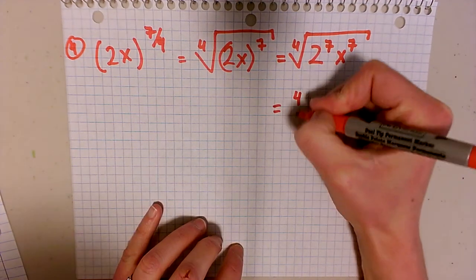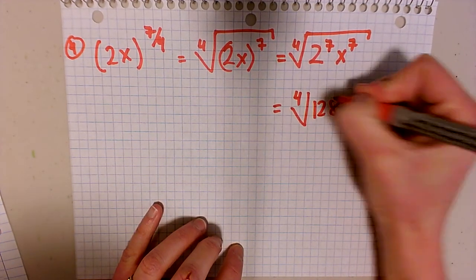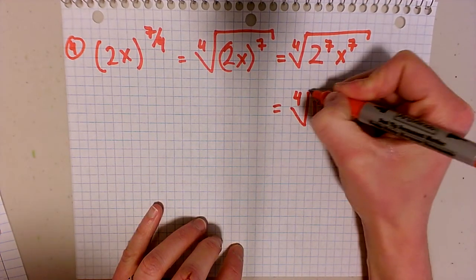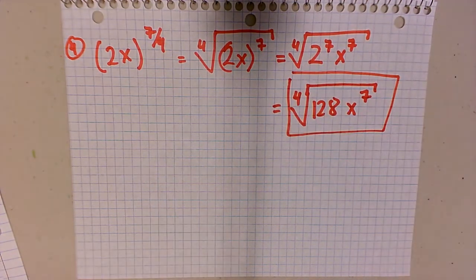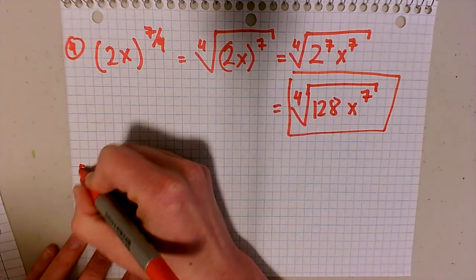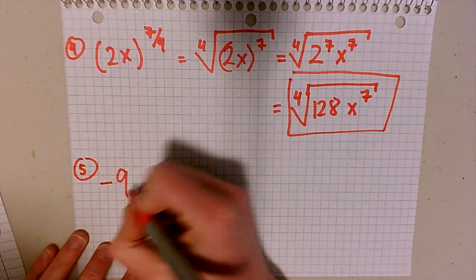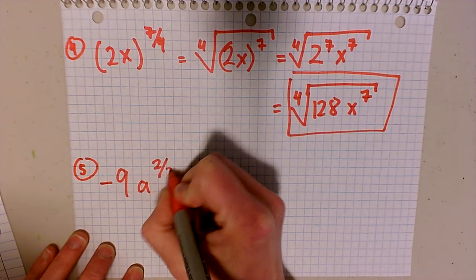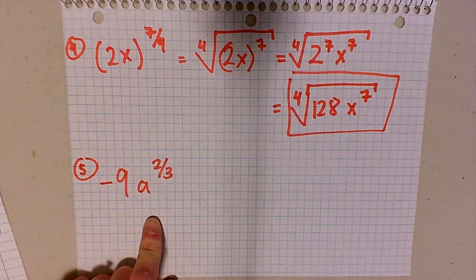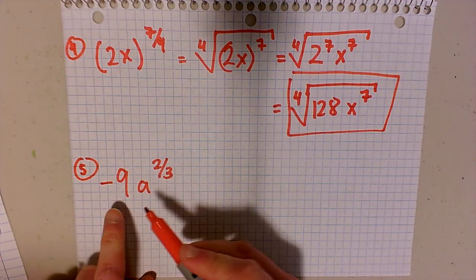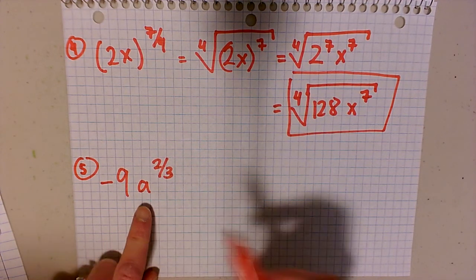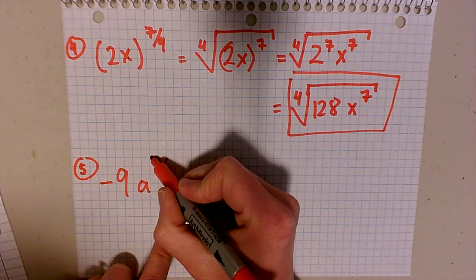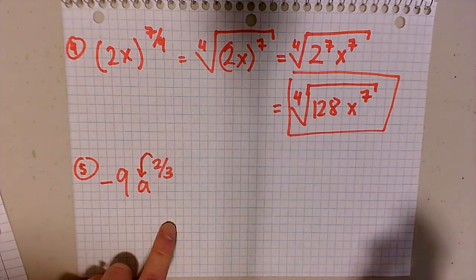So this is the same thing as the 4th root of 128 times x to the 7th. Alright, number 5, we've got a negative. So for number 5, we have negative 9a raised to the 2/3. Now, for this problem, we do not have parentheses around the negative 9 and the a. And the 2/3, because of that, the 2/3 only applies to the a, only the a.